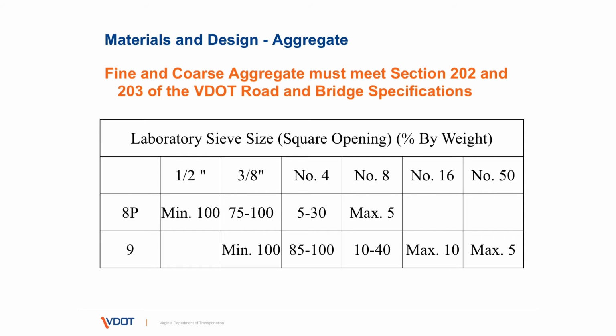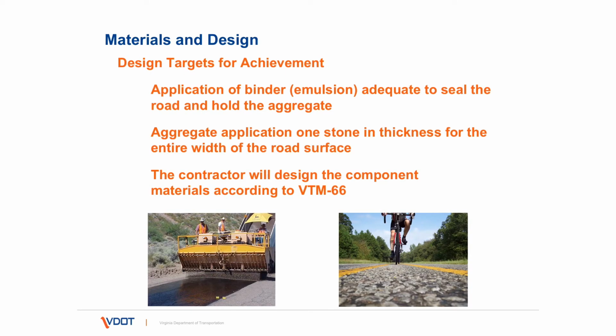1.5 is very desirable. And the specs for coarse and fine aggregate, as you see here for the sieve analysis, and probably the most important one is on the number 9, 5% passing the number 50. That's so we have a cleaner aggregate and we don't have a dust problem. Talking about design, the targets for achievement are to have enough emulsion on the roadway that it doesn't flush or bleed, and enough to hold the stone, and then have an aggregate spread of one stone, one layer thick, across the whole roadway. That's the design achievement target.